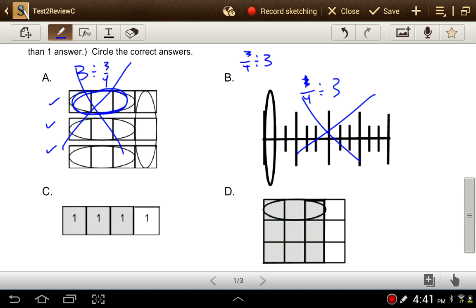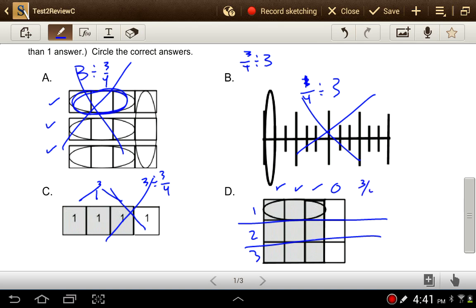C, what I have in C, guys, is I have my 3/4 illustrated, but then I'm taking my 3 and breaking it into each part. So this would also be 3 divided by 3/4. So that one would be incorrect. And what I have in the last one is I have my 3/4 shaded in. So I have my 1, 2, 3 sections shaded in of my 4. And then I broke it into 1, 2, 3 sections. So there's my 3/4 divided into 3 sections. So D is my correct answer. And there's only one answer. Okay, so that is our answer. And if you need to go back and watch that, go ahead.